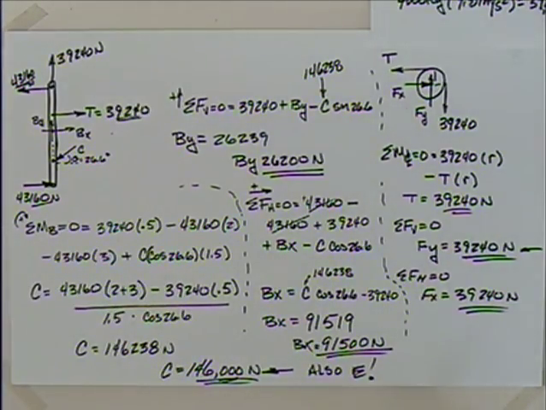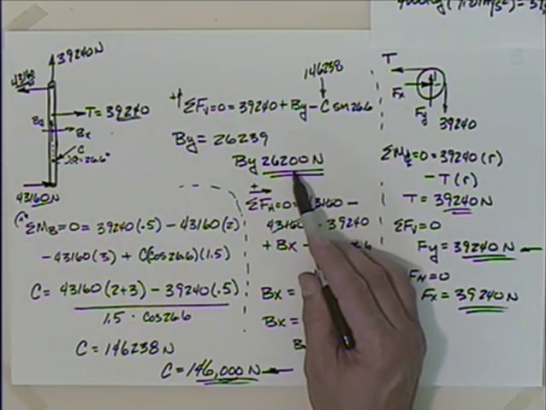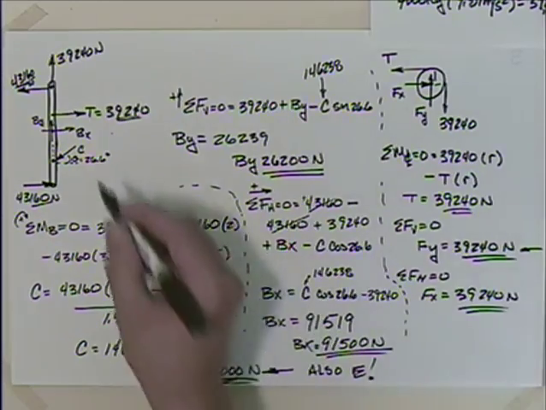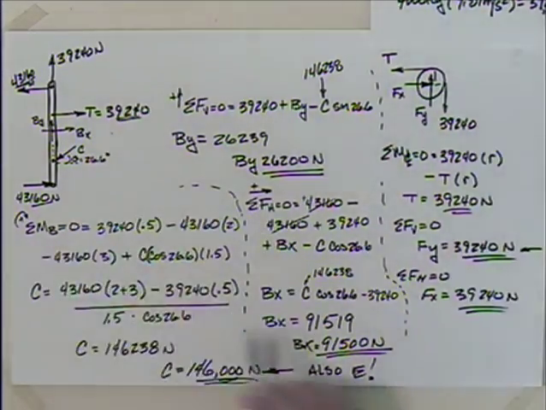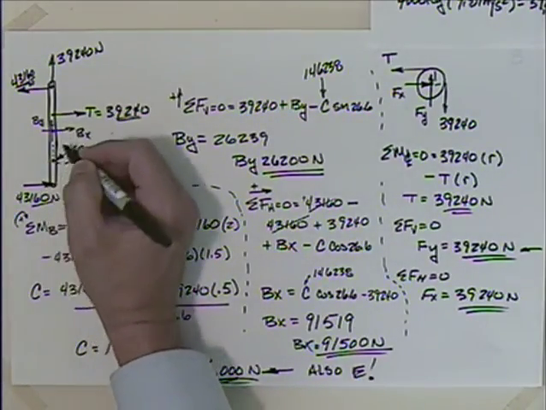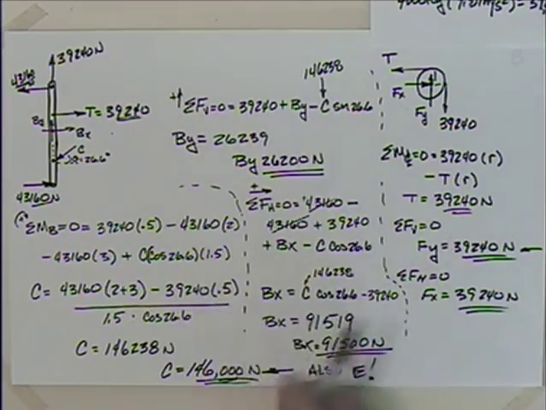Let me double check those last couple answers. Bx, yeah, and then By, yeah, good. So we've got the values for B. I guess I guessed right here. I didn't have any negative values. Had we got a negative value, we would just know that it's actually in the opposite direction. But we were able to find those forces.